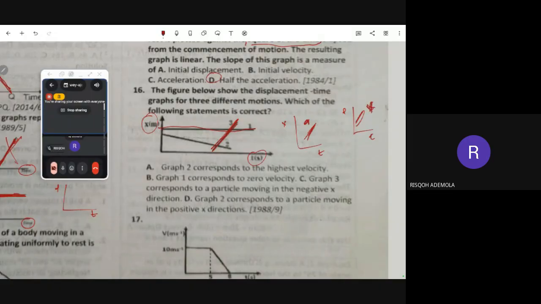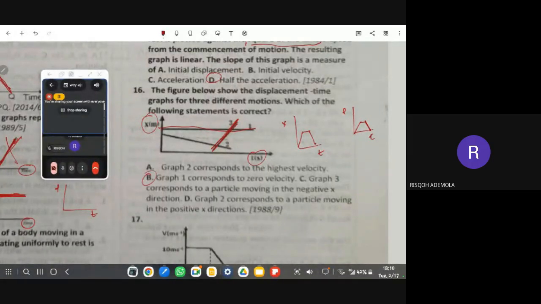So in a velocity-time graph, if it goes like this, there's acceleration. If it comes like this, there's no acceleration. If it comes like this, there's retardation. For displacement-time, if it comes like this, there's uniform velocity. If it comes like this, there's no velocity, and if it comes down, there's what? Negative velocity. Do you understand? Or the velocity is reducing with time. Let's say it that way. So B is the correct answer.